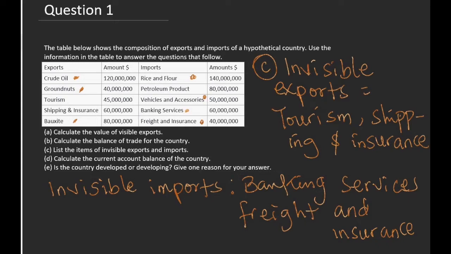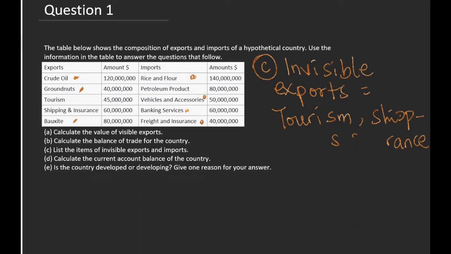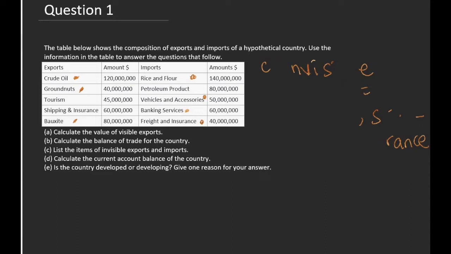Let's look at D. Now, calculate the current account balance of the country. How do you calculate the current account balance of the country? Let me use an icon to indicate where we are. Current account balance is value of total exports minus value of total imports.